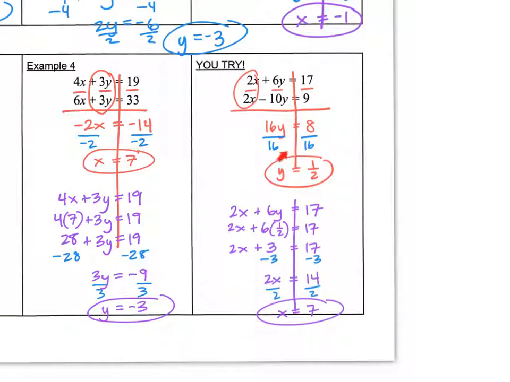When I divide by 16, again, I might see some mistakes here. That's not equal to 2. 8 divided by 16 is a half. If you put 0.5, that's also fine. That's acceptable. My first equation, 2x plus 6y equals 17. I just copied down here, and I changed y to a half. And again, just like all the other problems, I went through and I solved for my variable, and I got x equals 7.